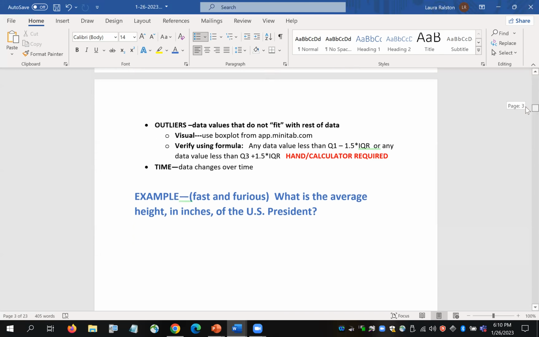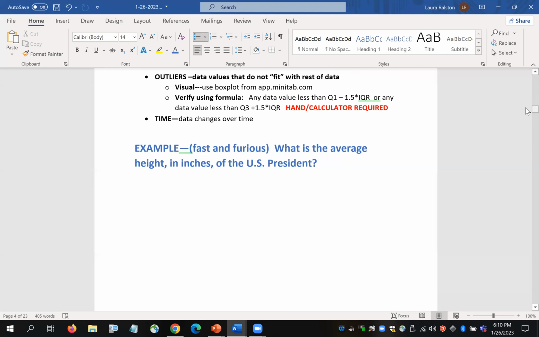Okay, so I'm using a data set. You don't have this data set, so hopefully you can focus on what we're doing in Minitab, because you could do this on any data set. And the question is, what is the average height in inches of the US president?